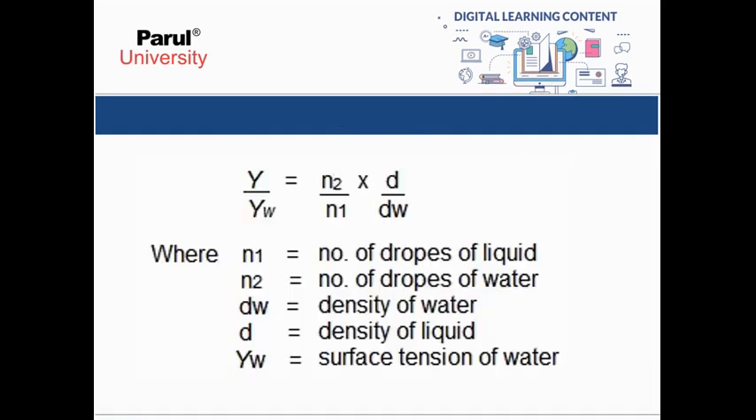This is the equation to find out the relative surface tension of the given liquid with respect to the standard liquid, that is water, where gamma upon gamma W is equal to N2 upon N1 into D, the density of liquid upon the density of water, where N1 is the number of drops of liquid and N2 is the number of drops of water.